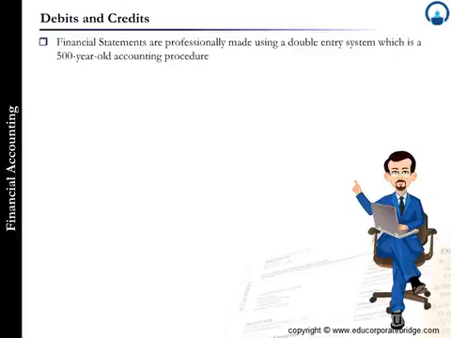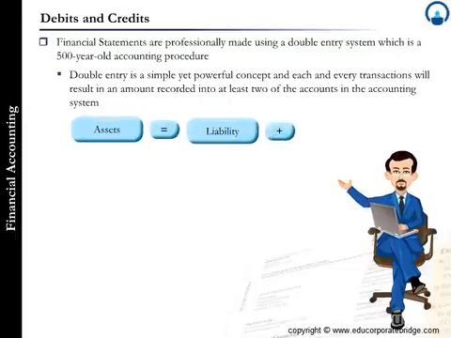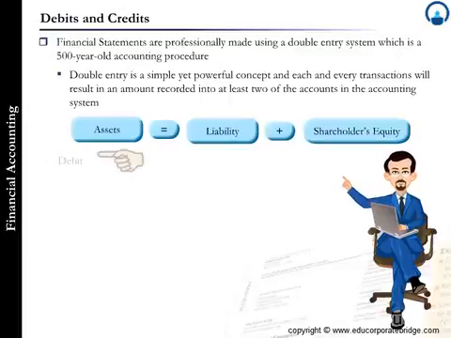Financial statements are professionally made using a double entry system, which is a 500-year-old accounting procedure. Double entry is a simple yet powerful concept, and each and every transaction will result in an amount recorded into at least 2 of the accounts in the accounting system. Let us look at the equation. Assets is equal to liability plus shareholders' equity. Left means debit, right means credit. Debit and credit is a powerful concept.